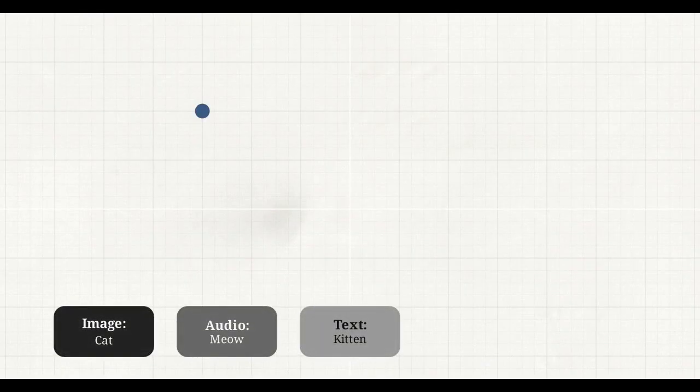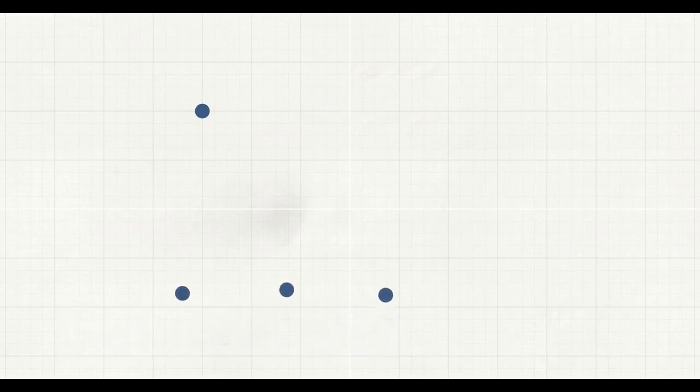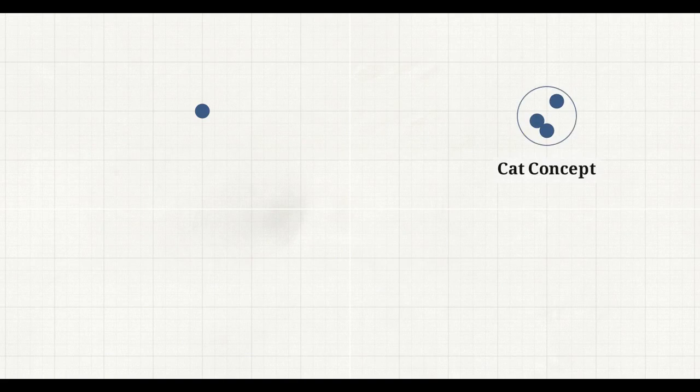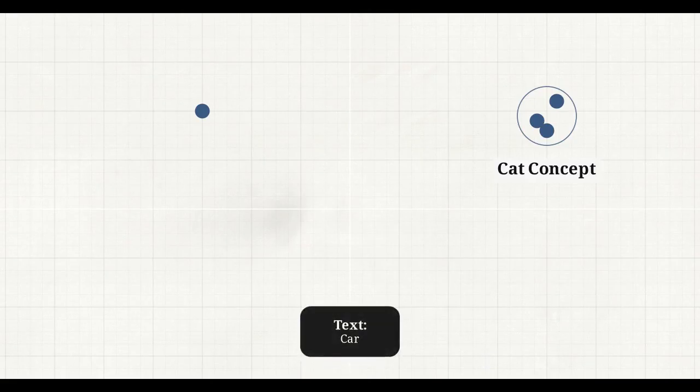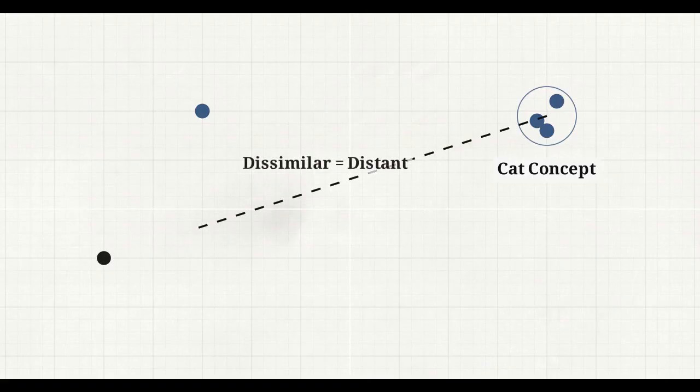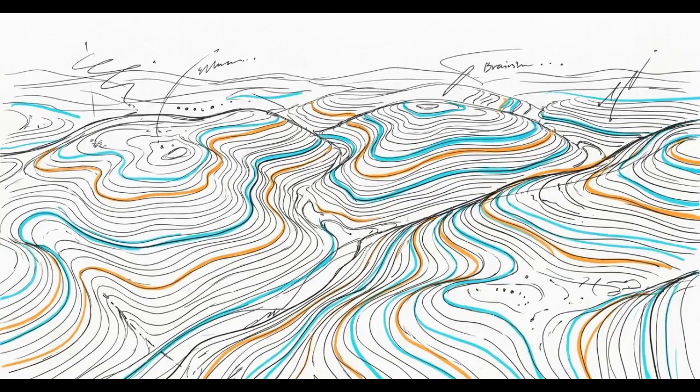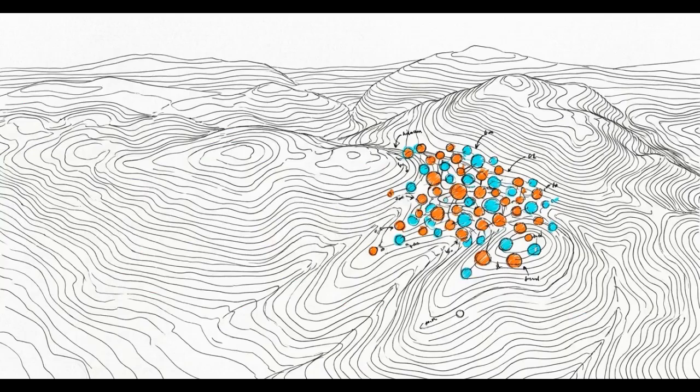Because these coordinates represent meaning, context creates physical proximity on the map. A picture of a cat, an audio clip of a meow, and the text for the word kitten are all assigned coordinates right next to each other in the exact same neighborhood. If we introduce a completely unrelated concept, like a text document about a car, the math pushes it far away, landing miles away in a completely separate sector of the map. By translating information into physical locations, the AI creates a literal landscape of meaning. On this map, physical distance equals conceptual relevance.